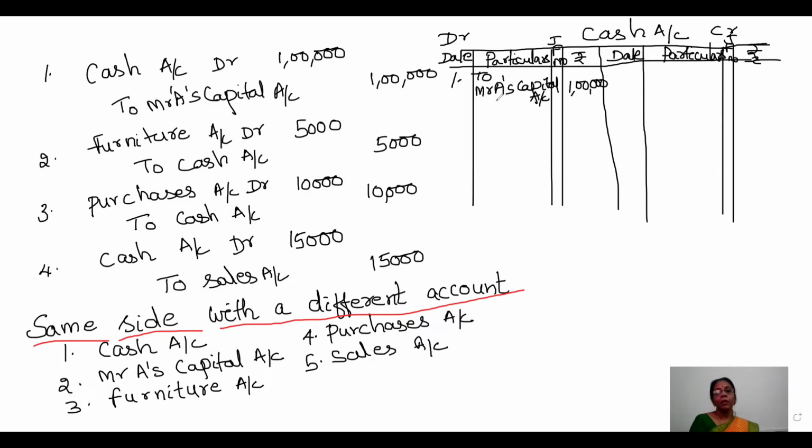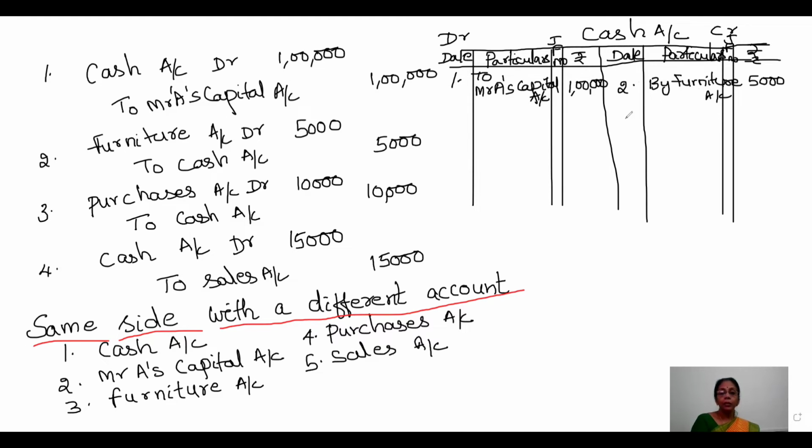Let's move to the second entry. What does it read for you? Furniture account debit to cash account. This time, students, the cash is on the credit side. So you should post this journal entry on the credit side of the cash account. And I have told you that on the credit side, all the postings begin with By. So while writing, you are not expected to write cash. Instead, you will write it as By furniture account. Same side: side indicates debit or credit over here. But while writing, you are expected to write a different account.